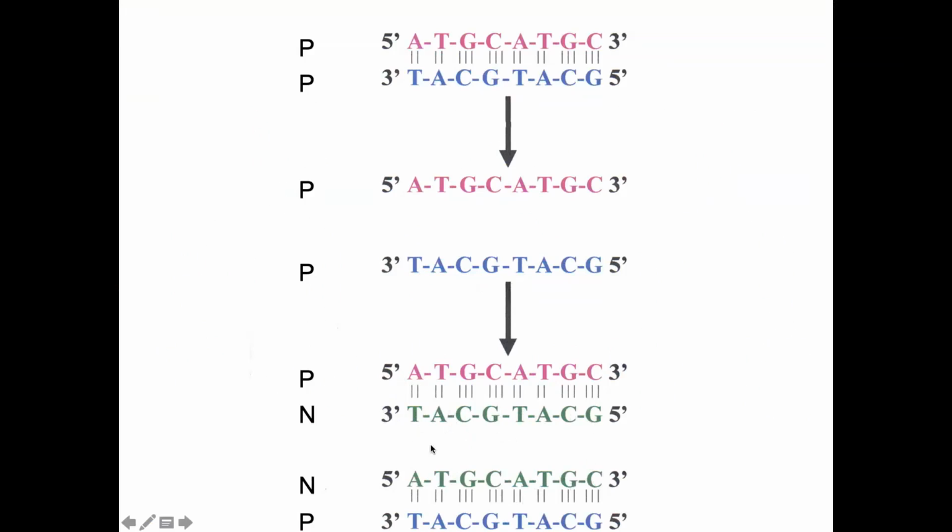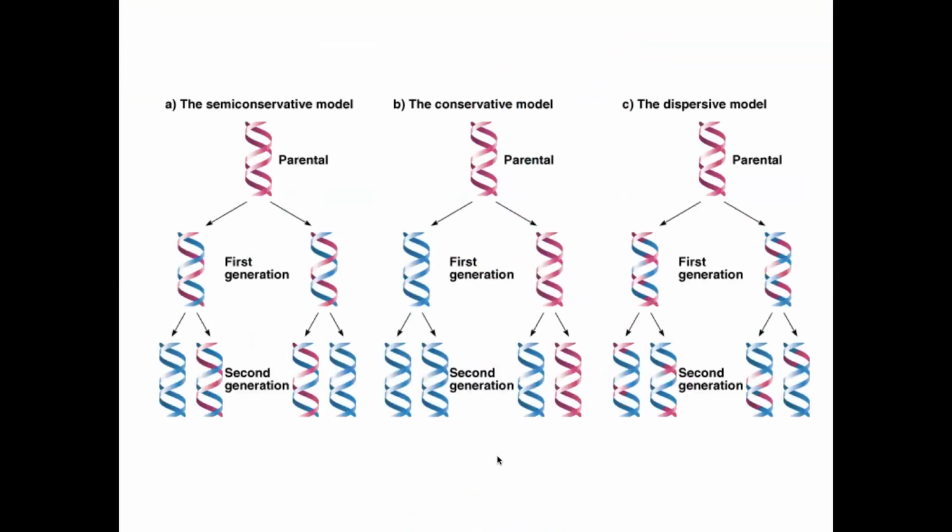T with A, C with G, and G with C. So this conservative mechanism for DNA replication is at least a theoretical possibility based on the base pairing rules of the Watson-Crick model. So again, you want to distinguish between those two possibilities experimentally.